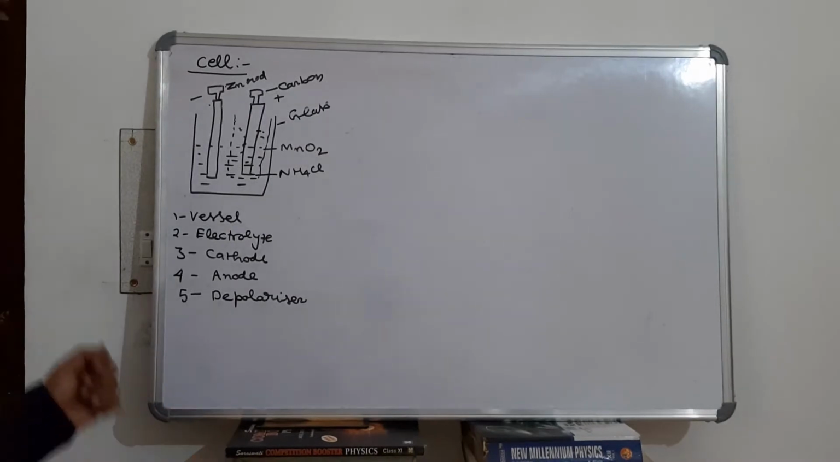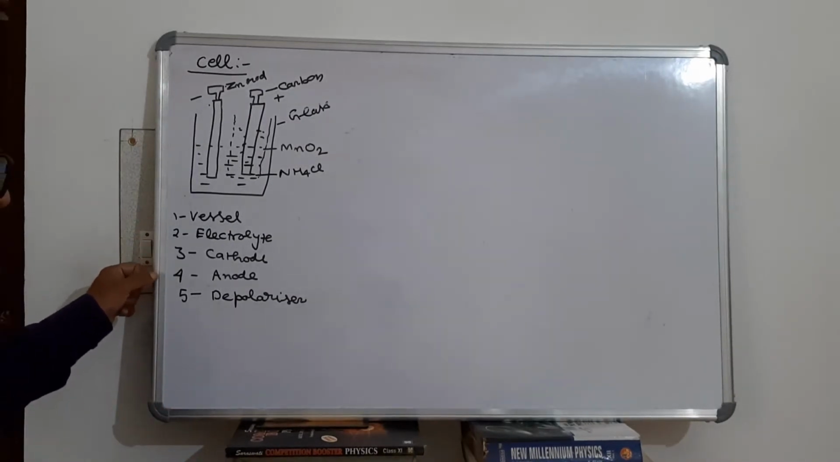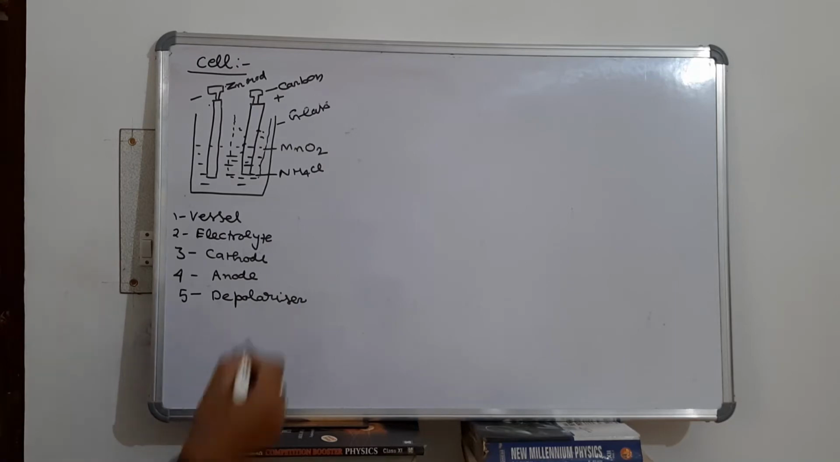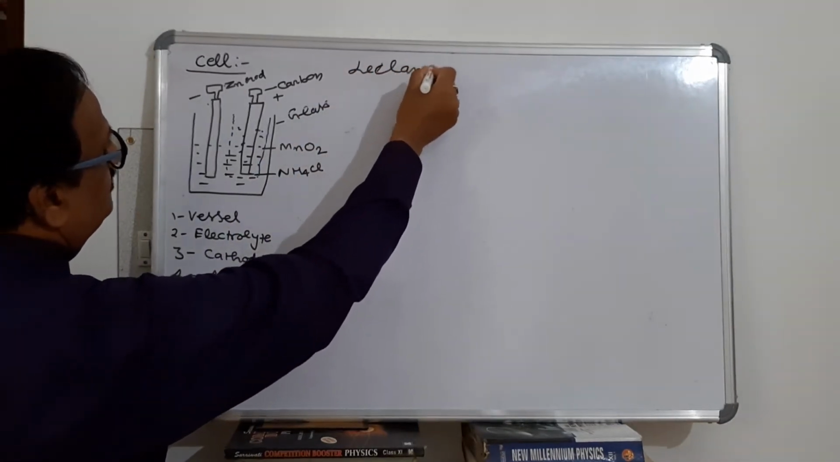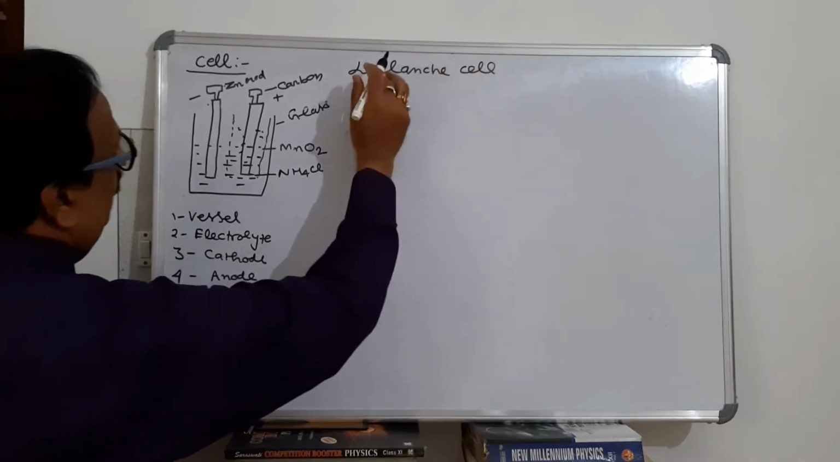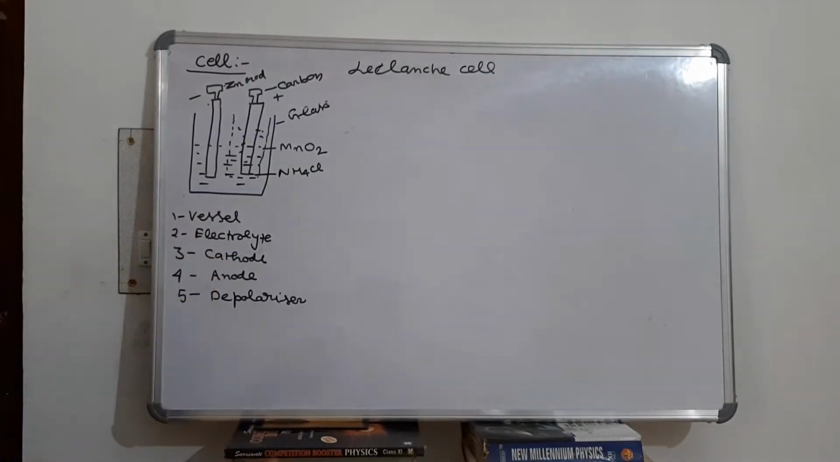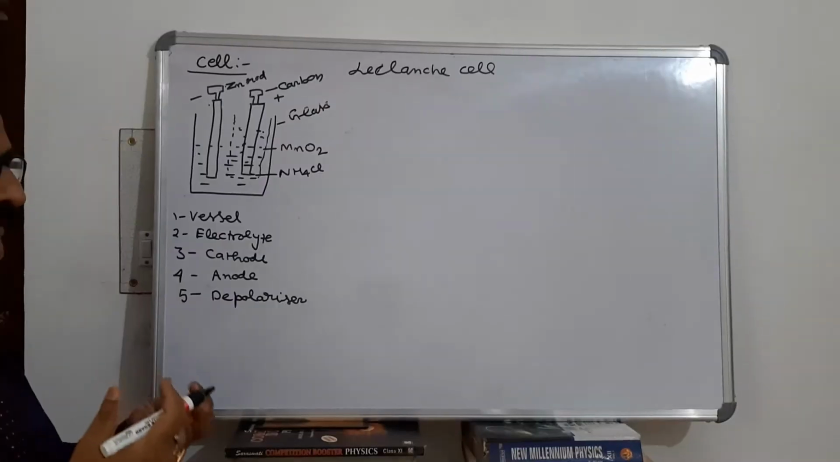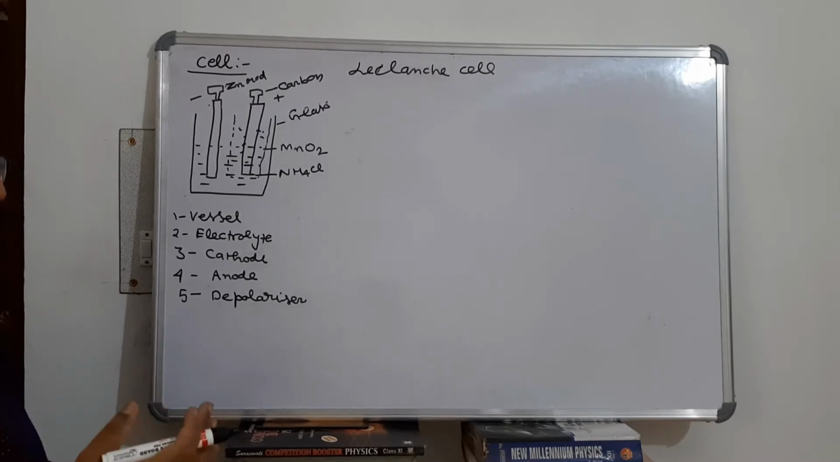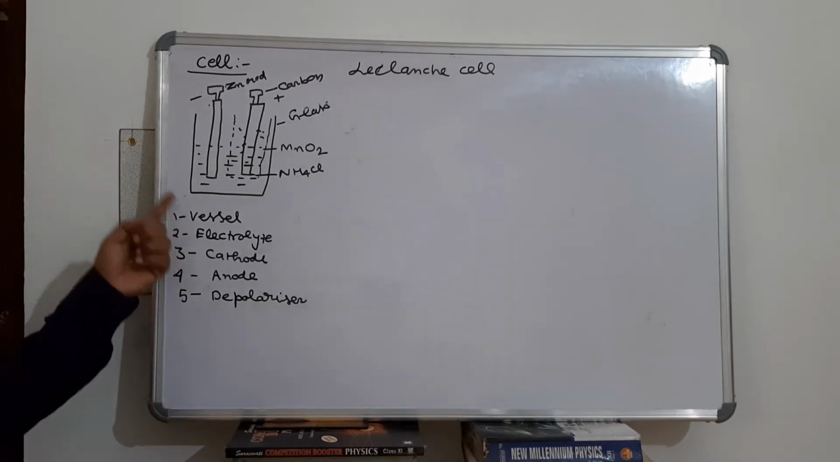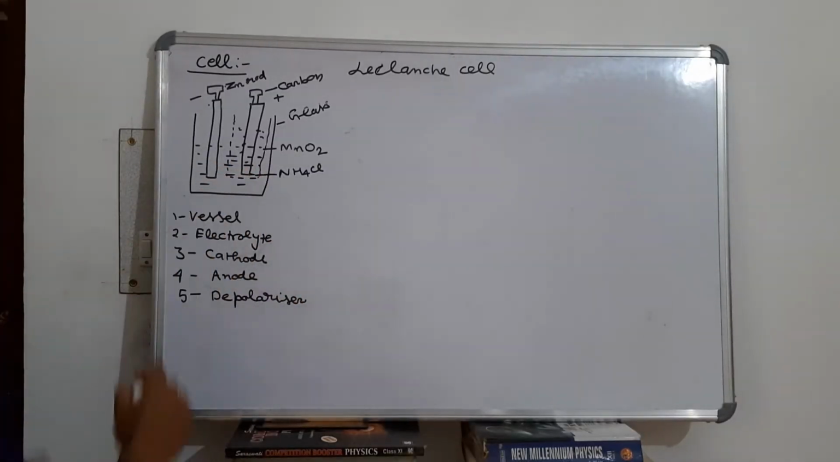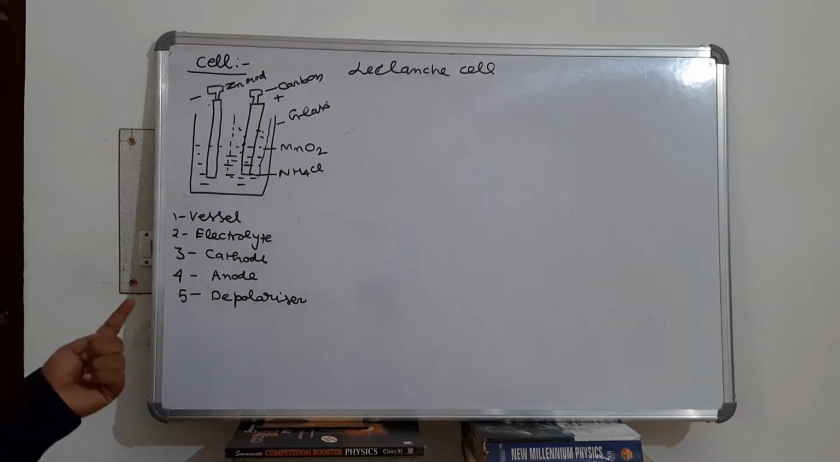So the essential components of a cell are vessel, electrolyte, cathode, anode, and depolarizer. I have taken the example of the Leclanche cell. Its improvised form is used in the dry cell. The only difference in the dry cell is that the vessel is of zinc, and that vessel also acts as the cathode. So in the Leclanche cell, the vessel is of glass, the electrolyte is ammonium chloride, the cathode is a zinc rod, the anode is a carbon rod, and the depolarizer is manganese dioxide.